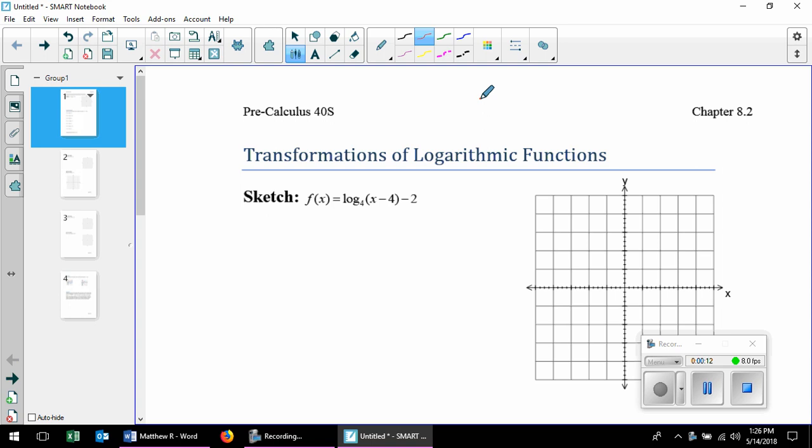Okay, transformations, we've been doing them since chapter 1. So we're all good, right? Let's talk about our basic log graph.